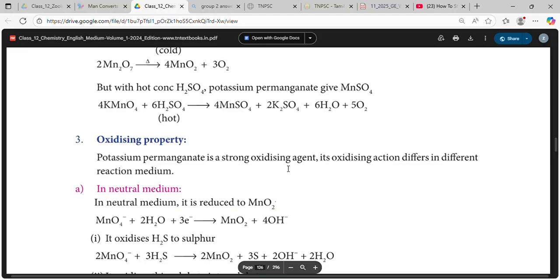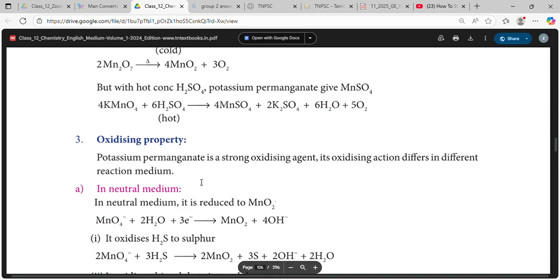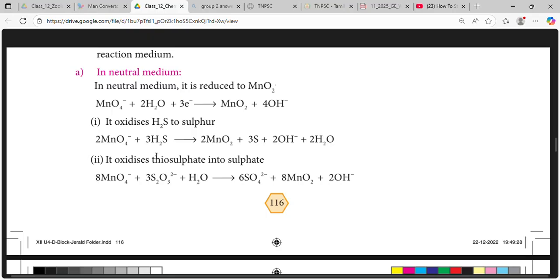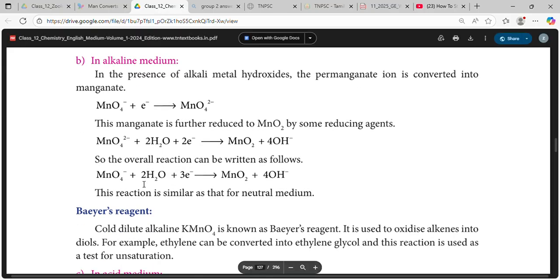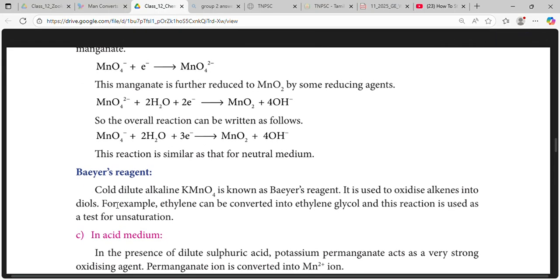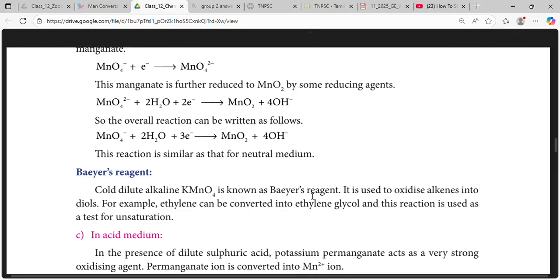Potassium permanganate is a strong oxidizing agent. Its oxidizing action differs in different reaction media. It oxidizes H2S to sulfur. It oxidizes thiosulfate into sulfate. In the presence of alkali metal hydroxides, the permanganate ion is converted into manganate. This manganate is further reduced to MnO2 by reducing agents. So, cold dilute alkaline KMnO4 is known as Baeyer's reagent.